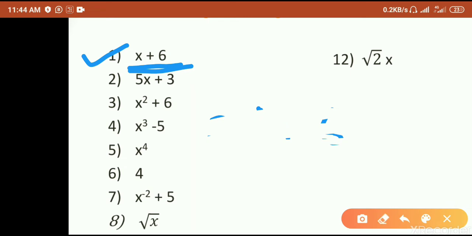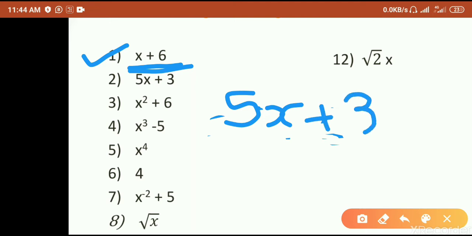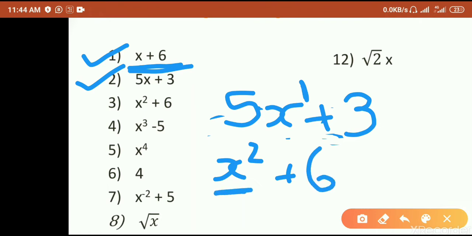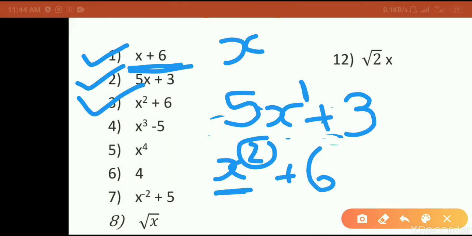So what about second? The second one also, you can see 5x plus 3. What do you mean by 5x plus 3? Because here your x is again having power as 1. So it's a polynomial. What about the third one? X square plus 6. Again your variable x is having power of 2, which is again a whole number. So yes. Fourth one, x raised to 3 minus 5.